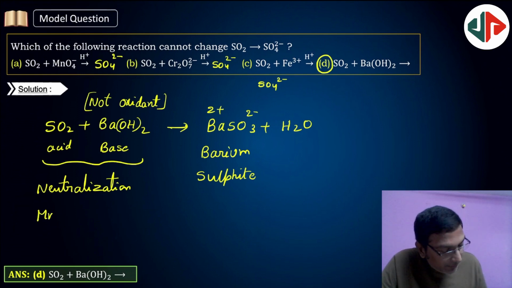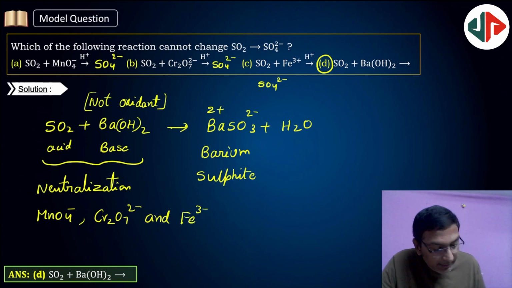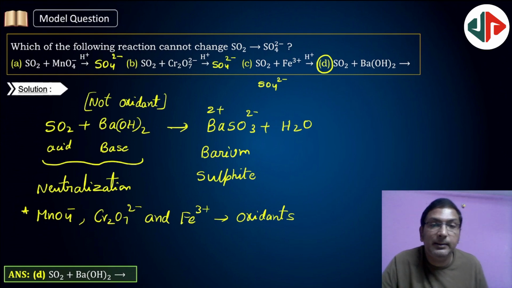Remaining MnO4-, Cr2O7 2- and Fe3+ are oxidants, oxidizing agents. Remember this point. Therefore, D option. Next.